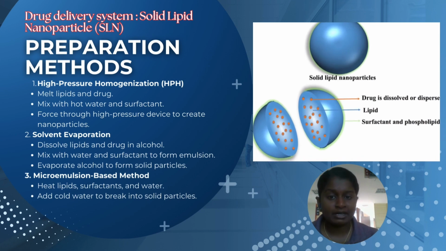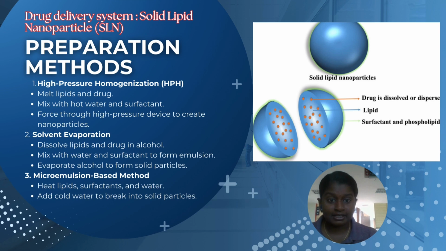Firstly, by high-pressure homogenization (HPH). The lipids are melted and mixed with the drug. This mixture is added to a hot water solution with a surfactant, a substance that helps to mix oil and water. This hot mixture is forced into a high-pressure device to break it down into tiny particles, forming nanoparticles.